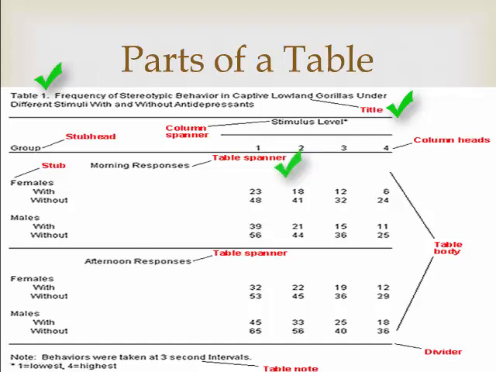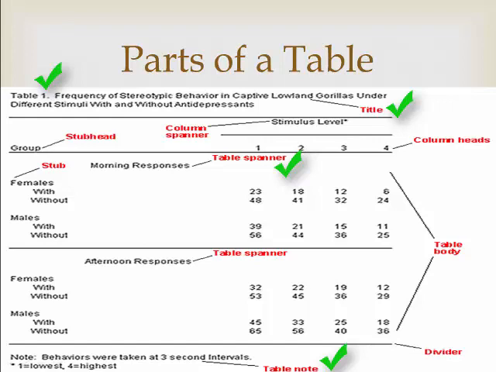You should have a table spanner. Sometimes you have a lot of data and you can actually group those items together. You may want to have a small mini title for that. That's called a table spanner. You're grouping it together, for example morning responses, afternoon responses, that sort of thing. And finally, the table note. You only need to have a table note when there are certain things in the table that are not clearly seen. So you may actually need to put additional notes so that it helps the reader to understand your table clearly.